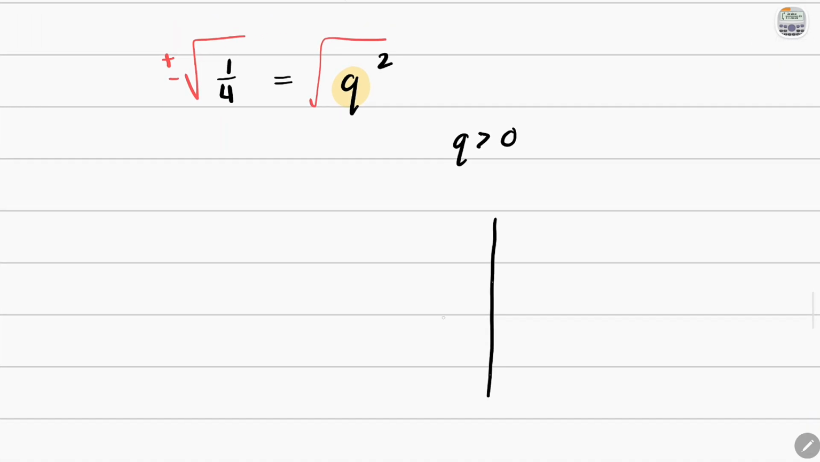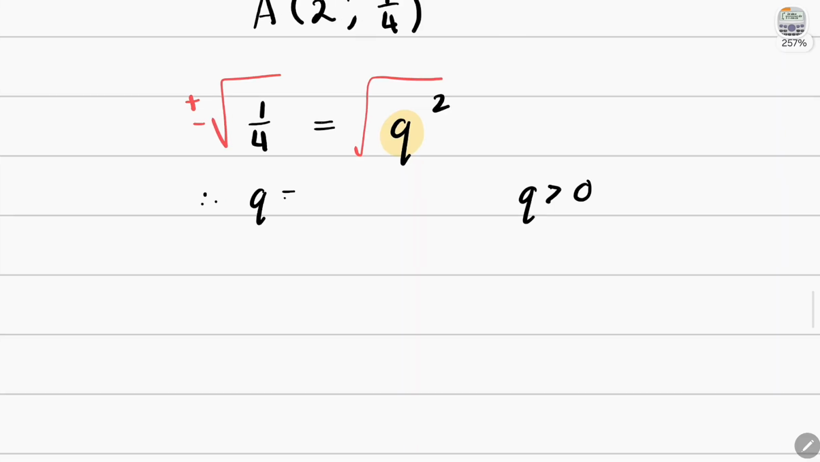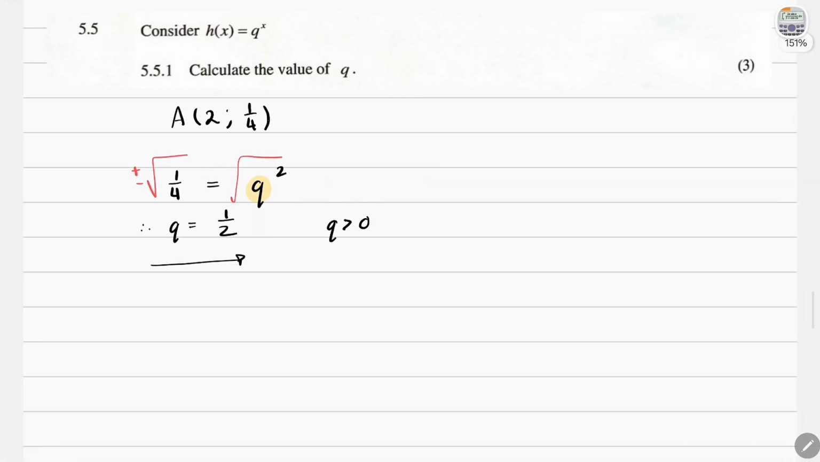That graph is going to basically oscillate between positive and negative y values. It's going to be positive one time, negative another time, positive one time, negative another time. And then it just creates some sort of zigzag pattern, and it's not an exponential function. Okay, so that means that q is therefore equal to 1 over 2. And that is our answer.